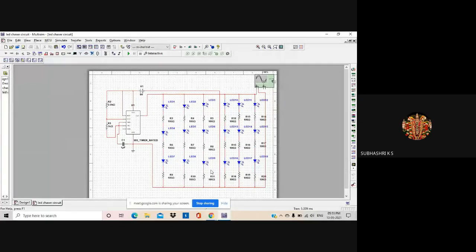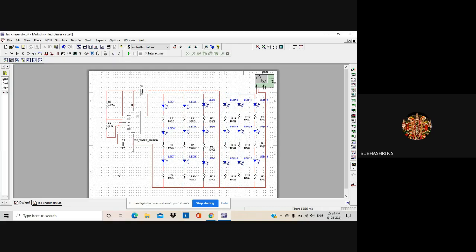Now let's look at the simulation of the project. So here is a 555 timer IC, and this is the oscilloscope to look at the output waveform. V1 is a 9-volt DC supply. Two resistors R1 and R2 are used. R1 is 1 kilo ohm and R2 is 3.9 kilo ohm. And here is a capacitor C1 of 1 microfarad.